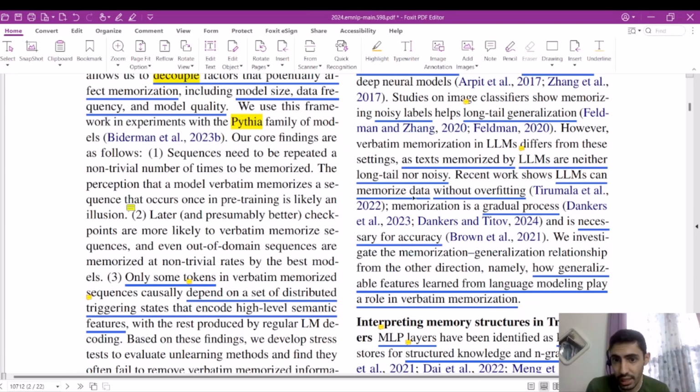Recent work showed that LLMs can memorize the data without overfitting. It's a very important point. Memorization is a gradual process and is necessary for accuracy, where we investigate the memorization and generalization relations from the other direction. And why is this necessary for accuracy?